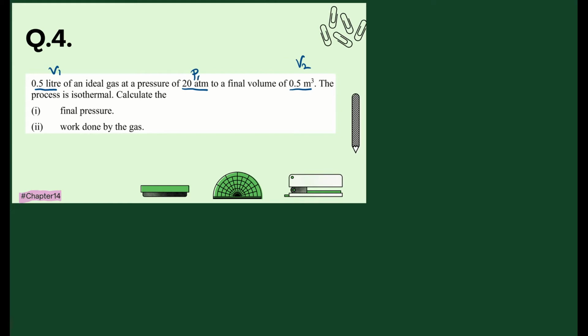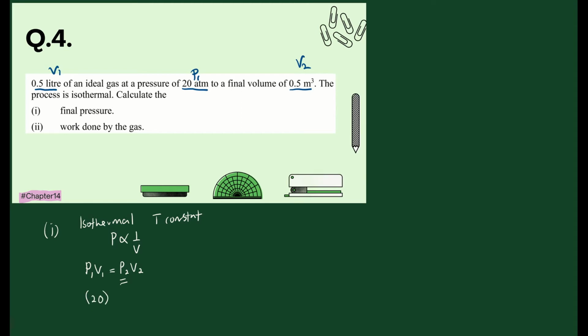So this is P1. To calculate the final pressure, I hope you still remember that for isothermal, our T is constant. When T is constant, P is inversely proportional to the volume. Then we have P1 V1 is equal to P2 V2 for comparing two conditions. So now we want to find our final pressure, that is P2. We substitute all the values. Our first pressure is 20.